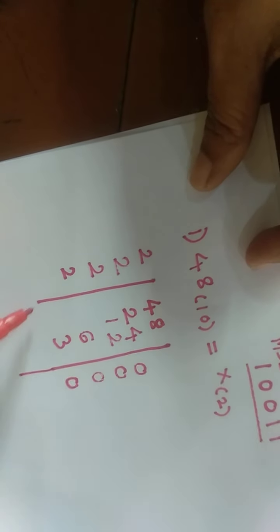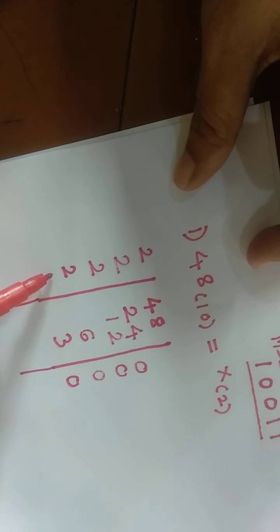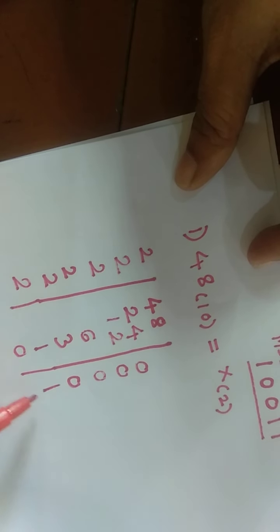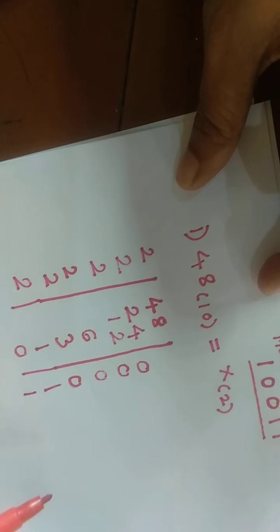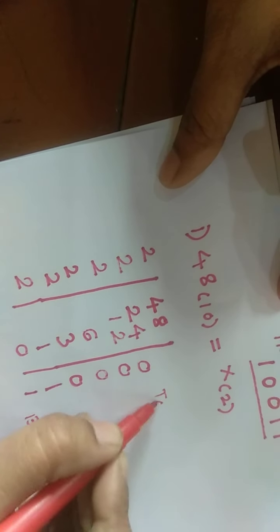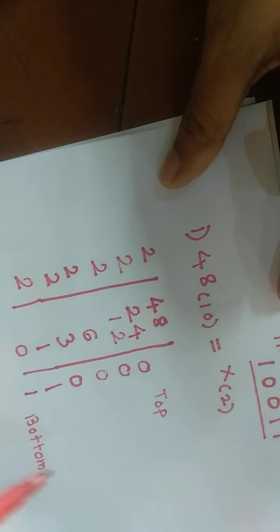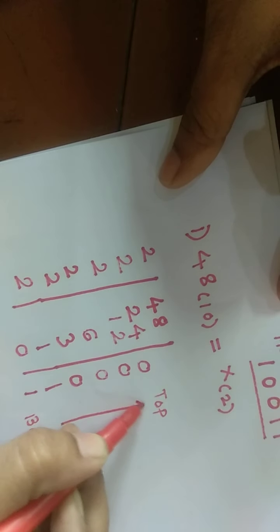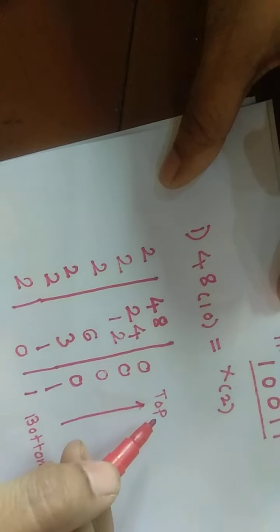See now what the remainder will be here. I will again divide this 3 by 2. 2 1s are 2. Now the remainder will be 1. Now 2 zeros are nothing, so the remainder will be again 1. Now this is the bottom and this is the top. Note down all the remainders from bottom to top.